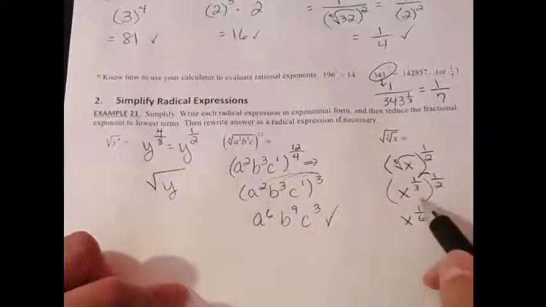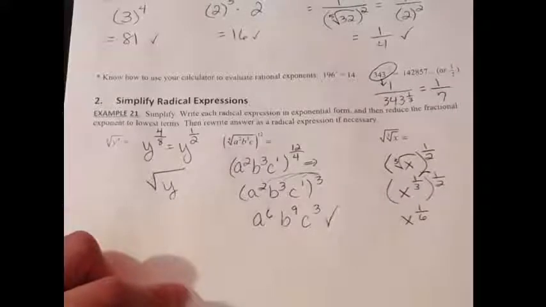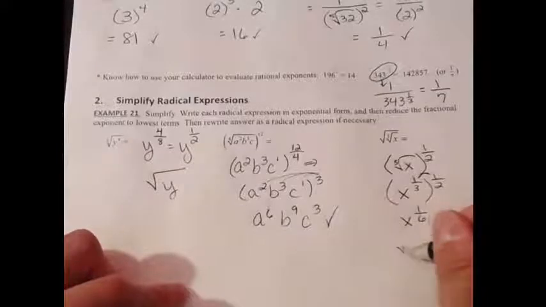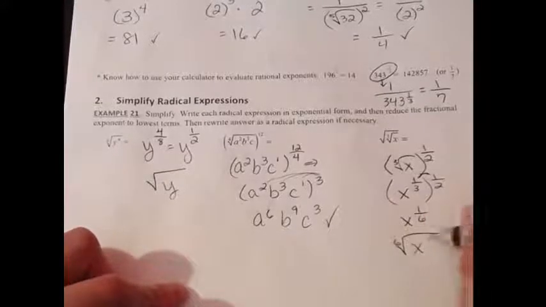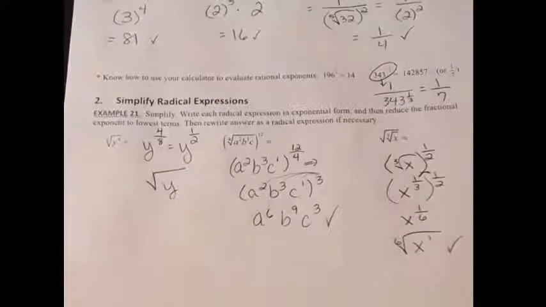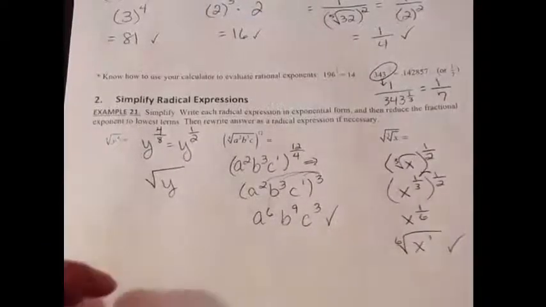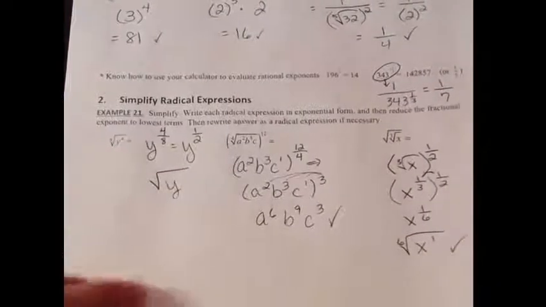Now that we have x to the 1/6 power, we can rewrite it in radical form. Power over root. My root is 6, and my power is 1. And there is your final result. Power over root. I'm going to keep saying it because I really want that to sink in, and I want you to even say this out loud when you're at home trying this on your own.